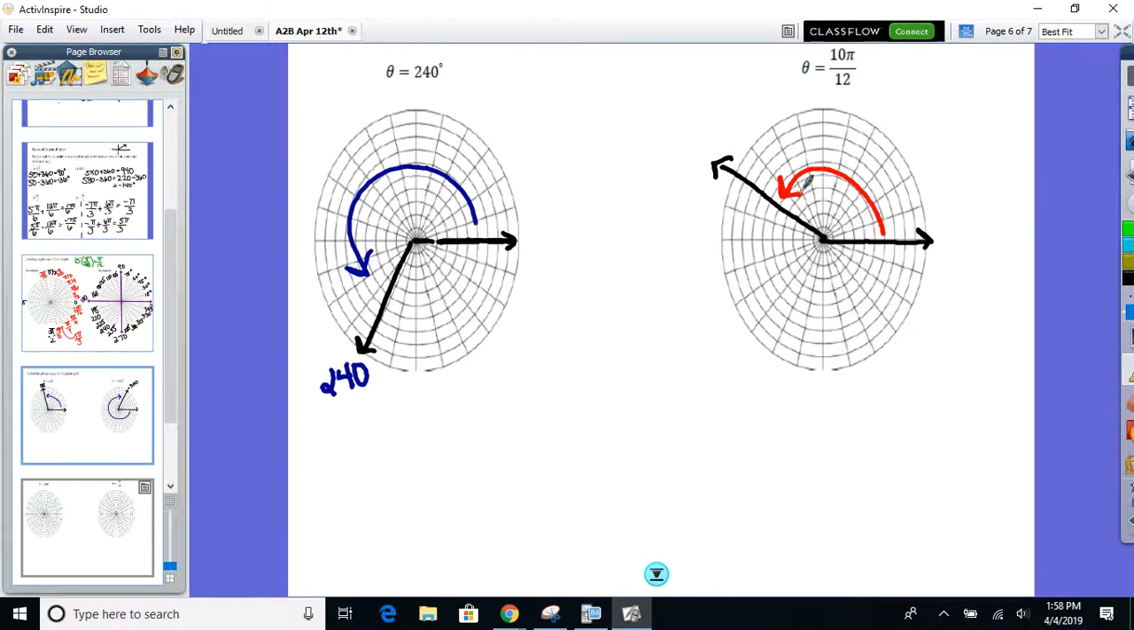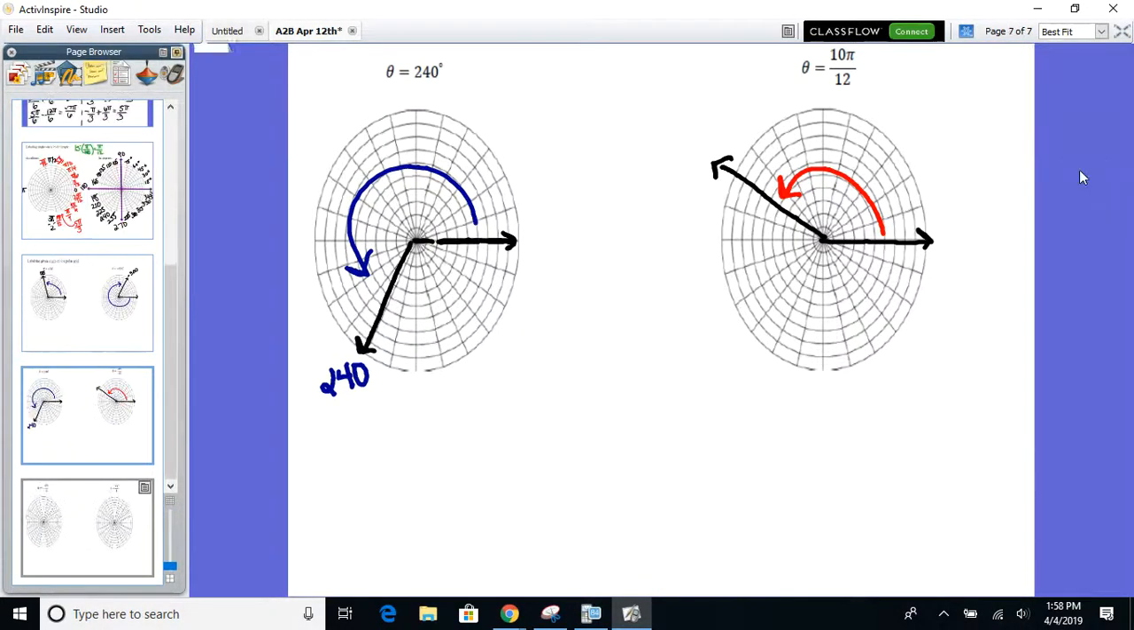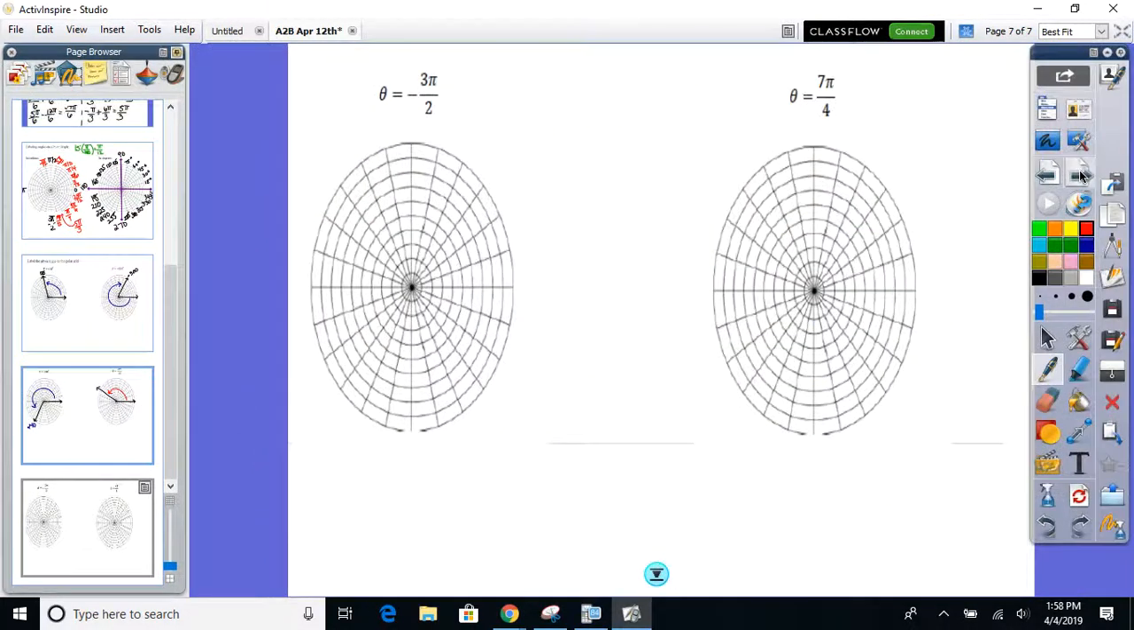All right. Okay, ready? Negative 3 pi over 2. Some of you are like, well, it's not pi over 12. How am I going to know? You said I didn't have to memorize. You don't. Make it out of 12. Multiply top and bottom by 6. Make it out of 12.